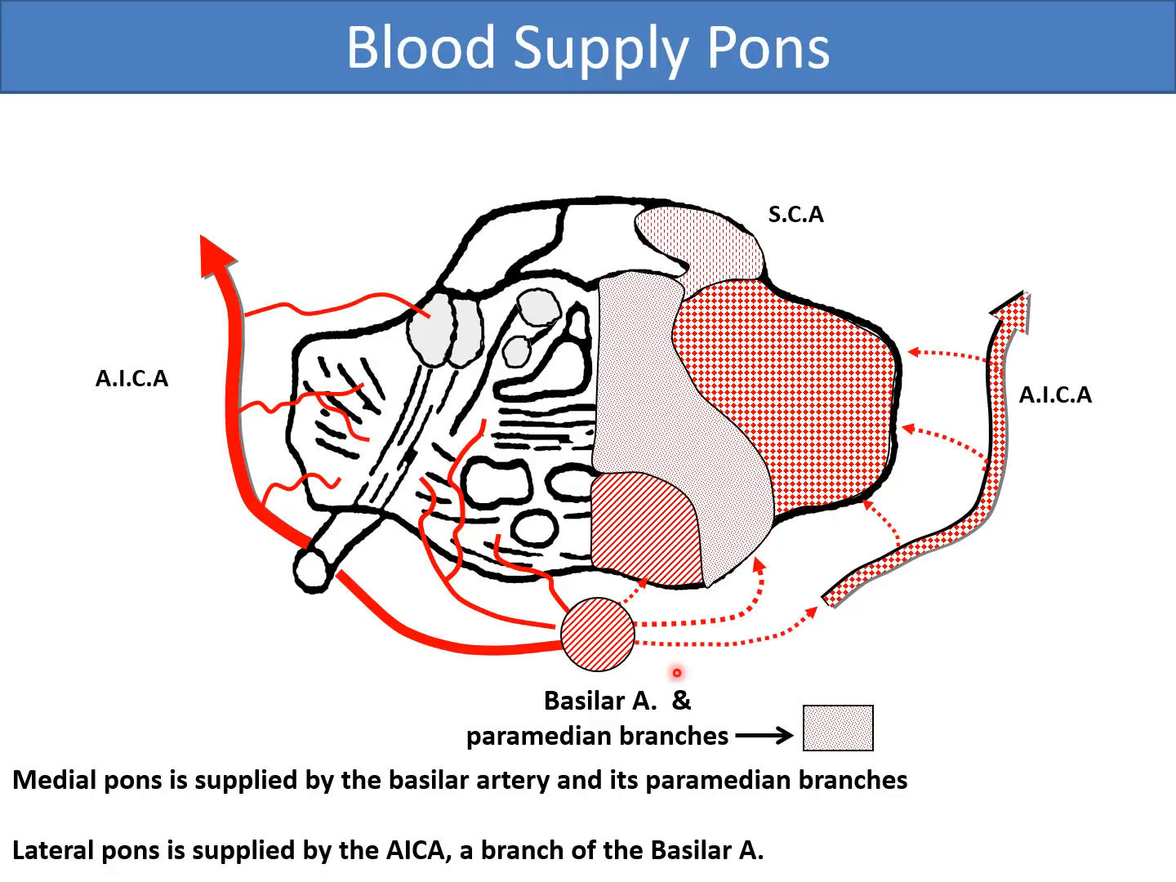If we come down to the pons, we see that the medial pons is fed by branches off of the basilar, and the more lateral pons is fed by the anterior inferior cerebellar artery. And recognize the cranial nerve 5 comes out this way, so cranial nerve 5 would be affected, and both the sensory and motor effects would be felt.